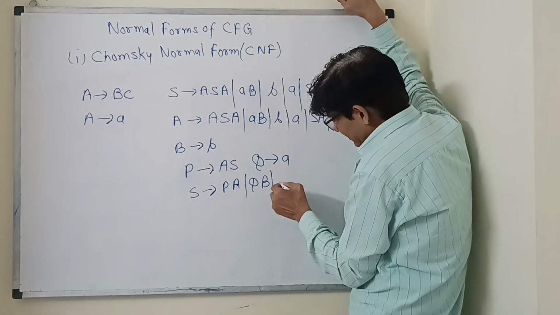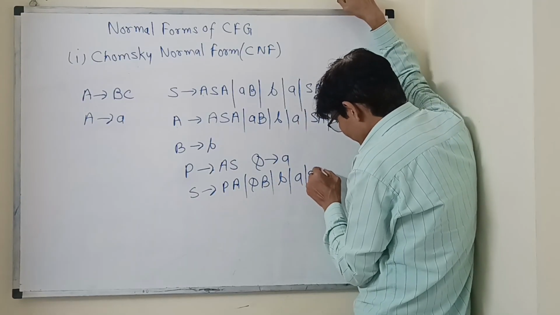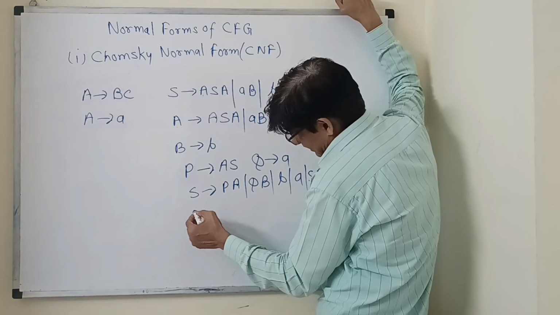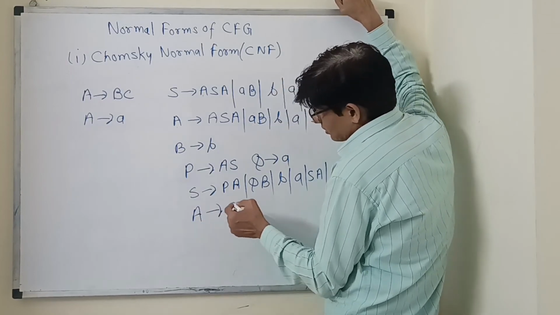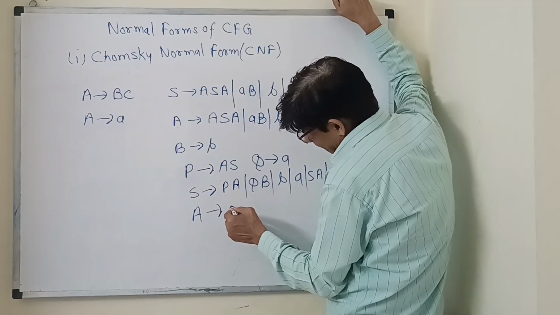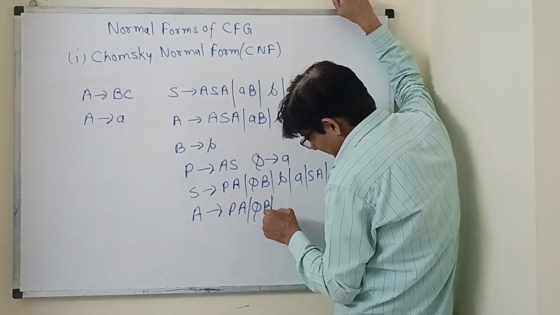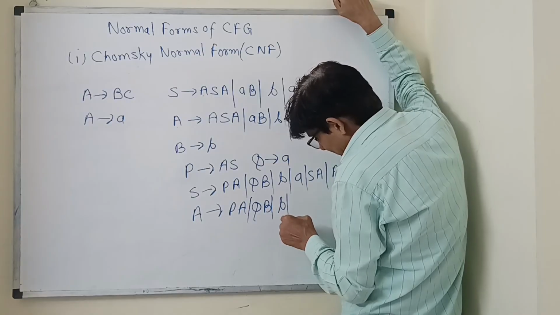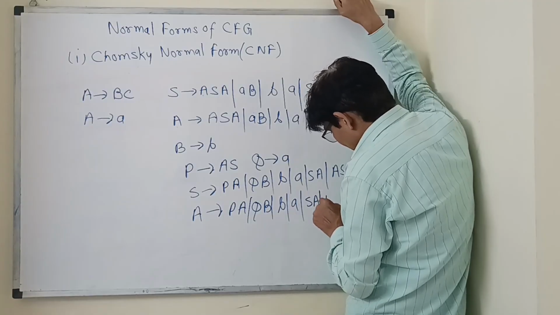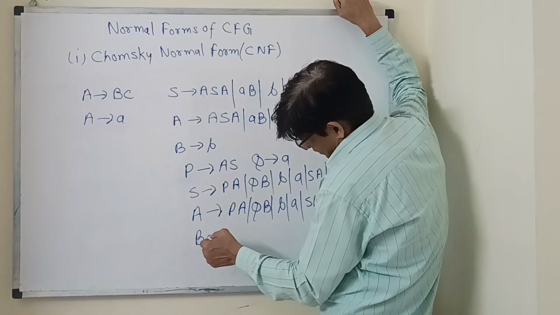Now this is already in CNF. This is already in CNF. This is already in CNF. This is already in CNF. Similarly with A. So now I can write PA, then QB, then B, then A, then SA, then AS, then B gives B is already there.